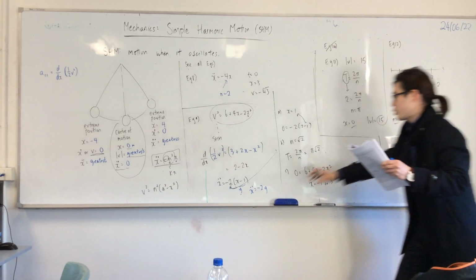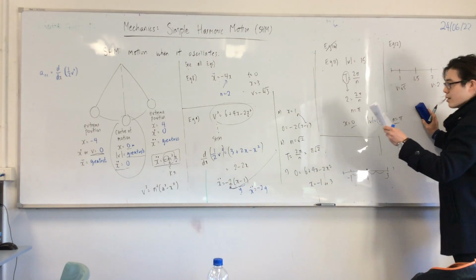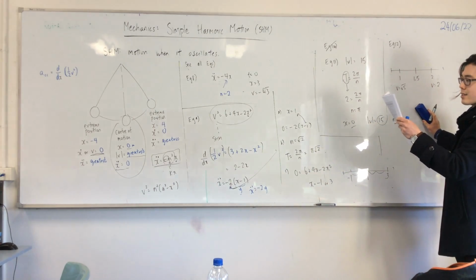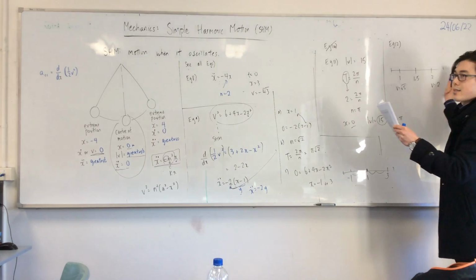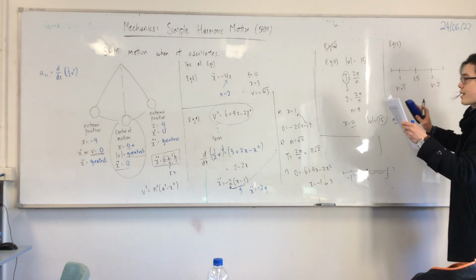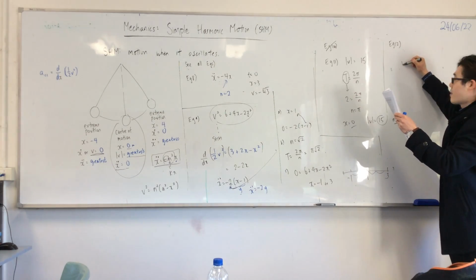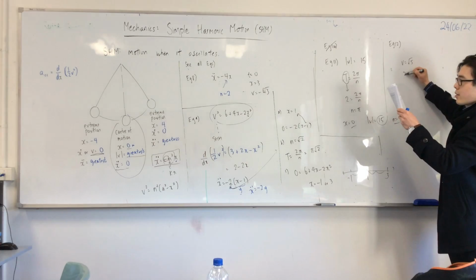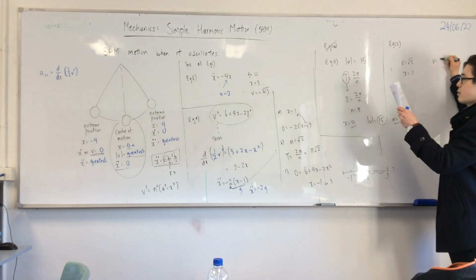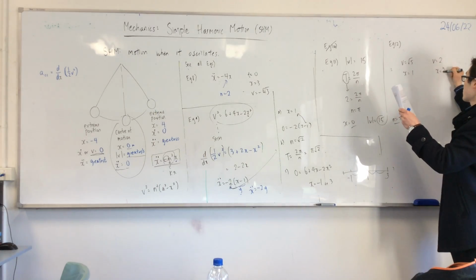Oh, no, sorry, you can't assume that. I misread the question. At a distance of 1 meter, 2 meter, it doesn't mean it's on the other side of the motion. It doesn't say that. My bad. So basically when velocity is root 5, the distance x is 1, and when velocity is 2, x equals 2.